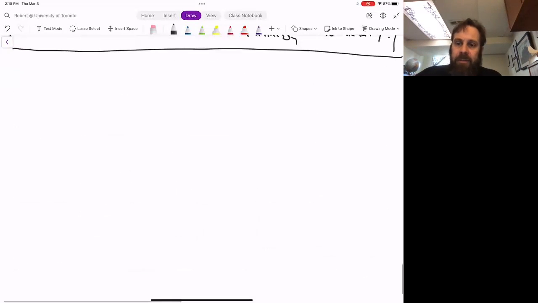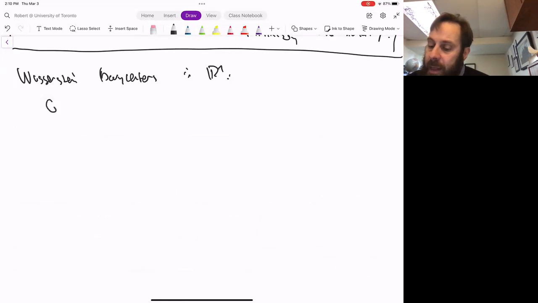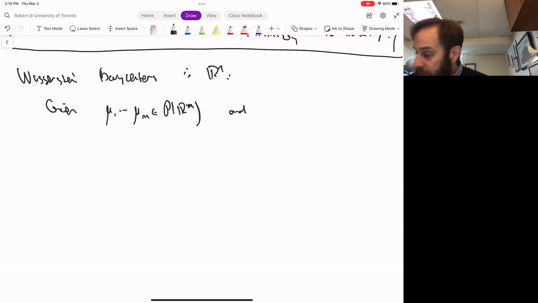Okay, so now we come back to the Wasserstein-Barycenter problem, at least in R^n. And so I'm given the same kind of data, given mu1 up to mu m in R^n, and lambda1 up to lambda m in the non-negative reals.